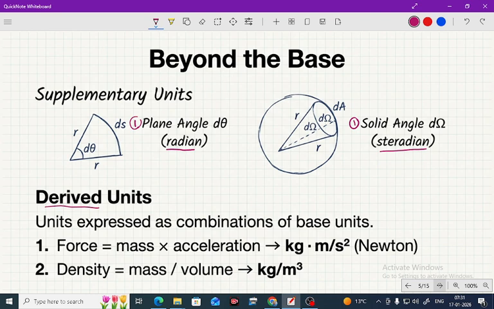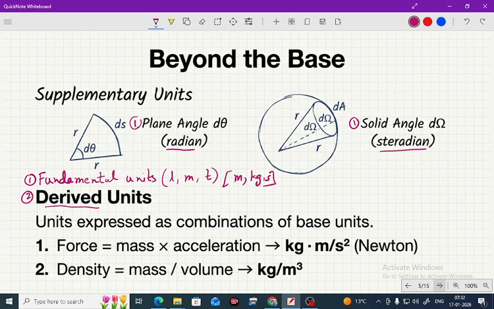There are two types of units. One is fundamental units, and number two is derived units. What are fundamental units? Fundamental units are those units which are independent. They do not depend on any other units. And derived units are those units which are dependent on fundamental units. For example, fundamental quantities are length, mass, time. Length is measured by meter, mass is measured by kilogram, time is measured by second.